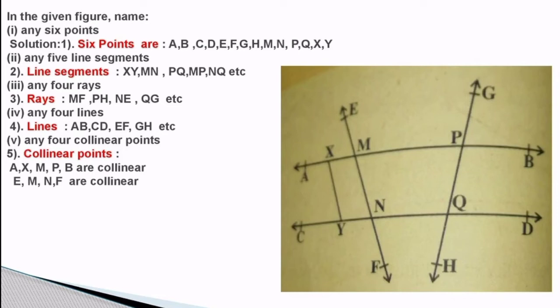Any four collinear points. The collinear points are A, X, M, P, B, and E, M, N, F, and so on.